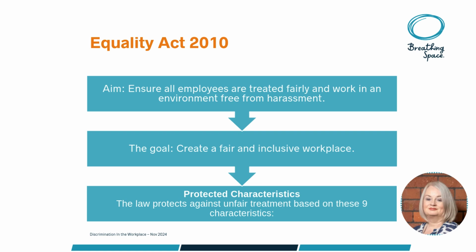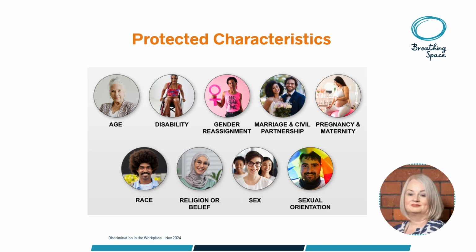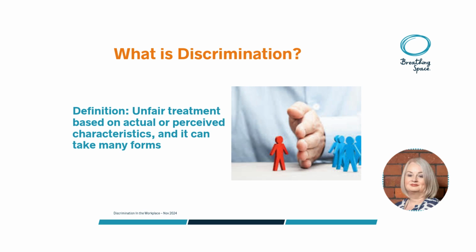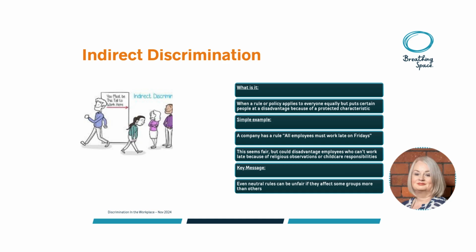The 9 protected characteristics are age, disability, gender reassignment, marriage and civil partnership, pregnancy and maternity, race, religion or belief, sex, and sexual orientation. So what is discrimination? The definition of discrimination is unfair treatment based on actual or perceived characteristics, and it can take many forms. One of these forms is indirect discrimination.